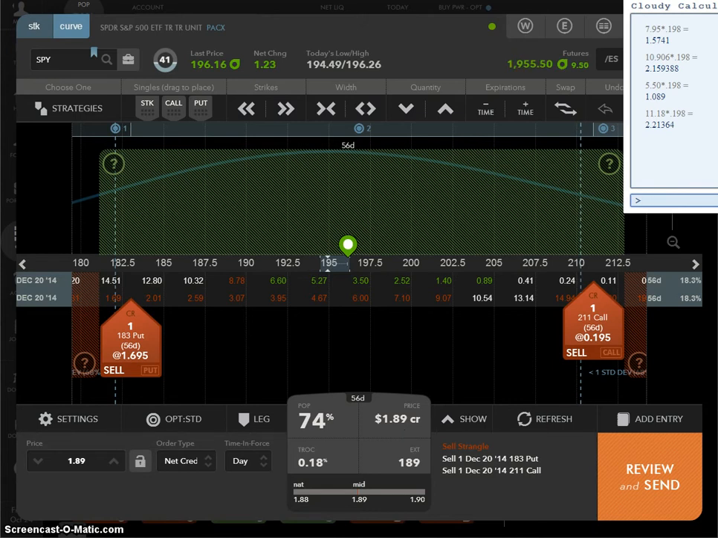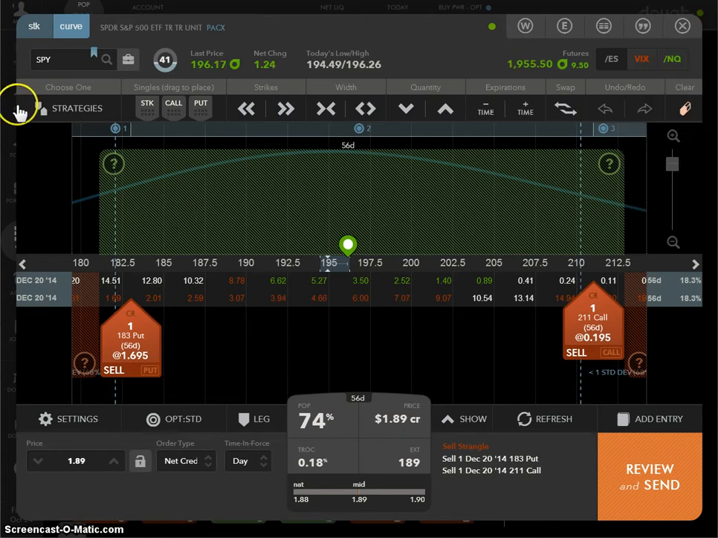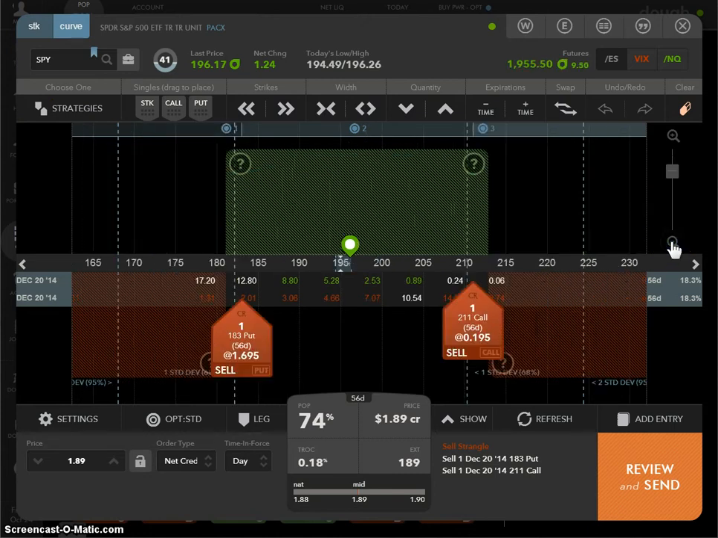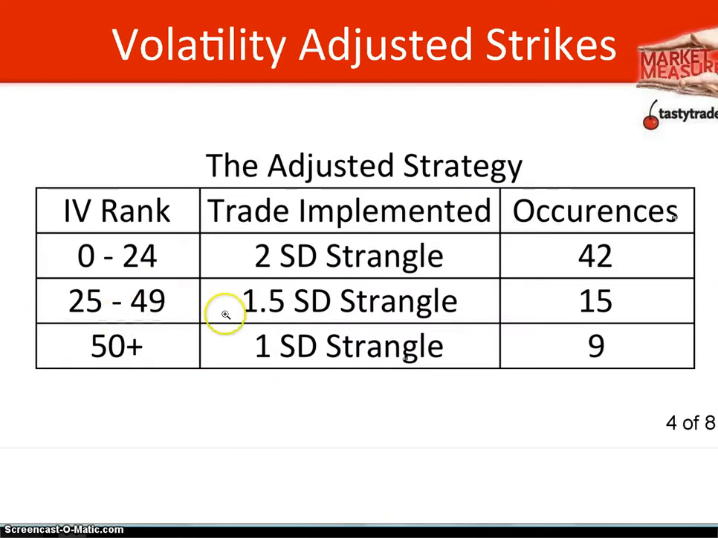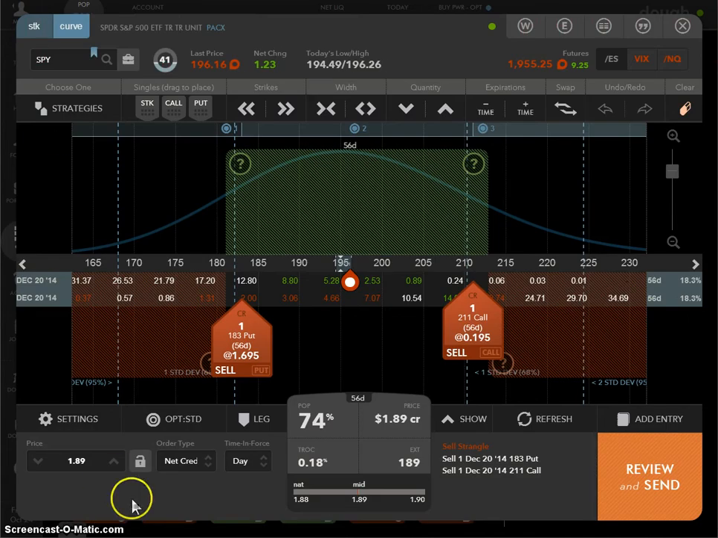So let's increase our odds a little bit. We now know we want to collect around a 91% or 1.5 standard deviation strangle. Why? Because our IV rank is between here and here. A 1.5 standard deviation strangle is in between 1 and 2, which is around 91% out of the money. Okay, so let's go back to Dole, and let me just show you what that looks like.